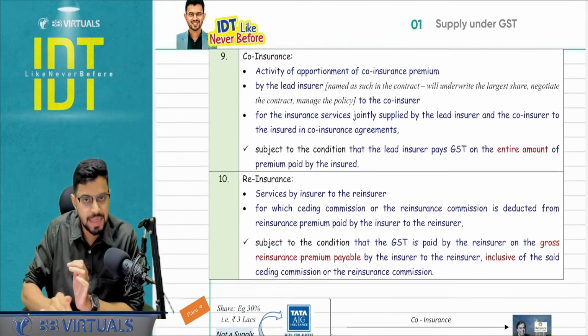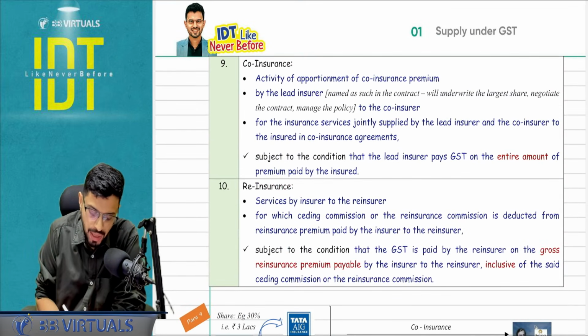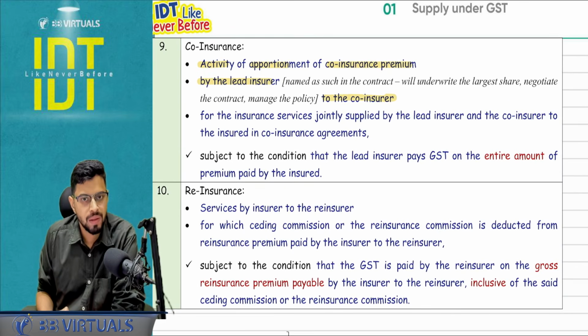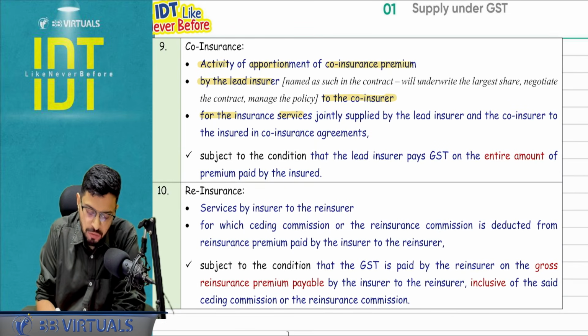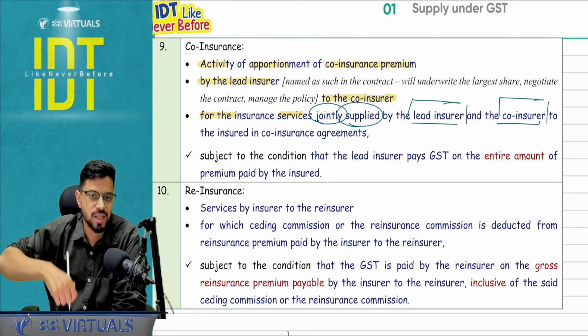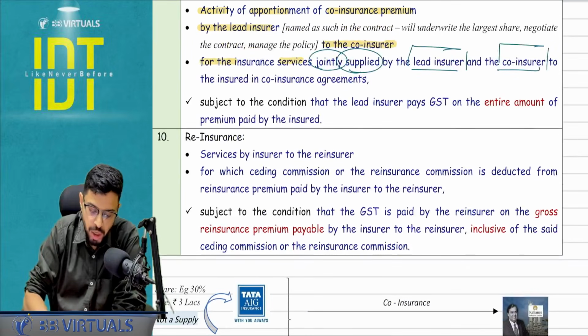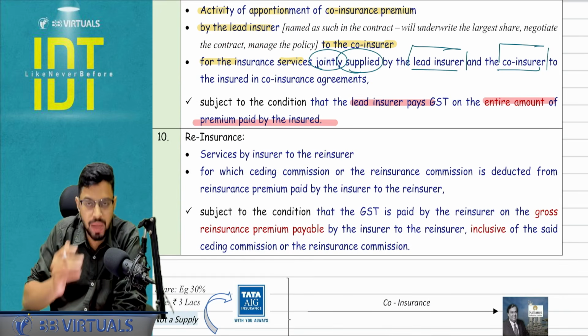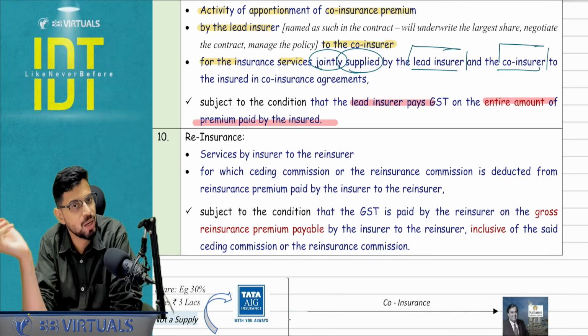Now I will give you the legal reading. Co-insurance: the activity of apportionment of co-insurance premium by the lead insurer to the co-insurer for the insurance services which from the origin were jointly supplied by the lead insurer and co-insurer. Only the lead insurer was the face of the transaction. But the condition is that the lead insurer, that is in my case the LIC company, pays the GST on the entire amount of premium paid by the insured, that is 1 lakh into 18%.